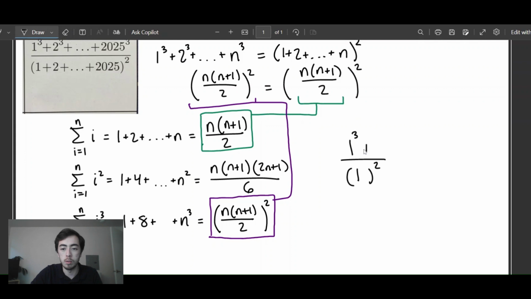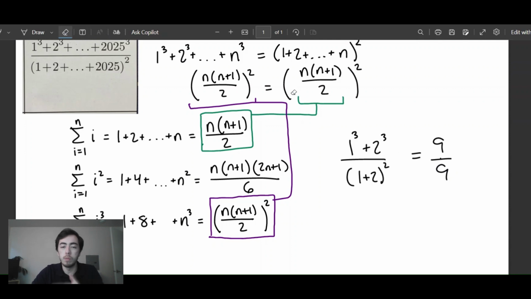So it'll be 1 cubed plus 2 cubed on top. And then we would get 1 plus 2 and then square it later on the bottom. Well, that's 1 plus 8, so it's 9 on top. And then that's 3 squared, so 9 on the bottom. Why not? Let's just go one further. We already have proved that it'll work for any number, but it's kind of cool that it does.